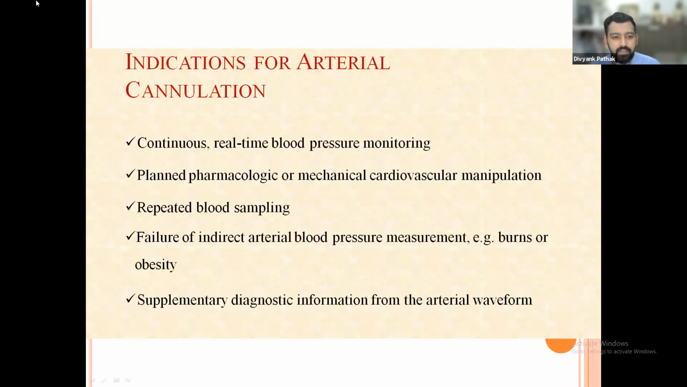So indications for arterial cannulation are continuous real-time blood pressure monitoring, planned pharmacological or mechanical cardiovascular manipulations, repeated blood sampling, mostly ABGs, and failure of indirect arterial blood pressure measurement, such as in burns or obesity, or in severe shock also, where non-invasive BP monitoring is inaccurate most of the time. Also, supplementary diagnostic information from the arterial waveform, which we will learn going forward.